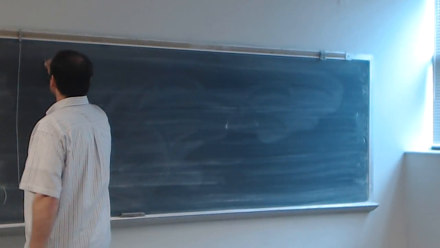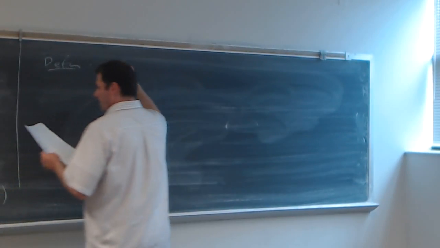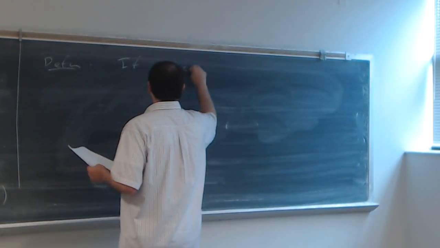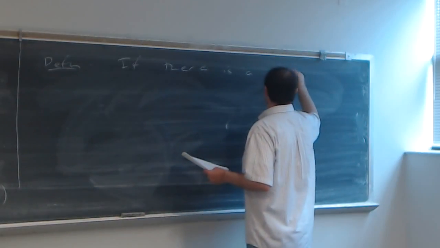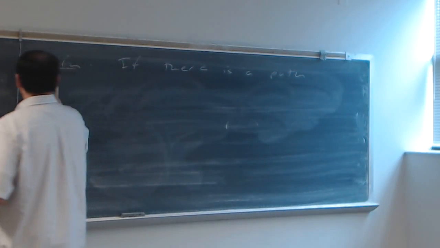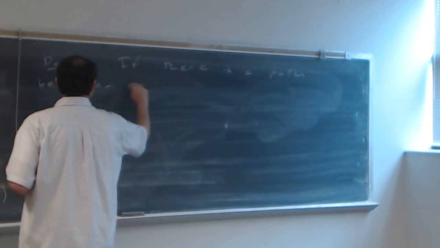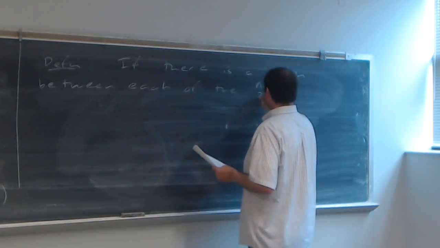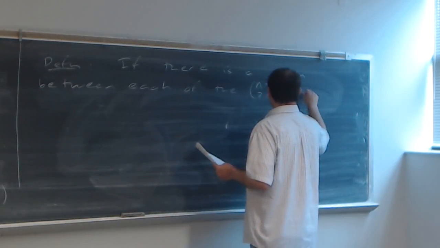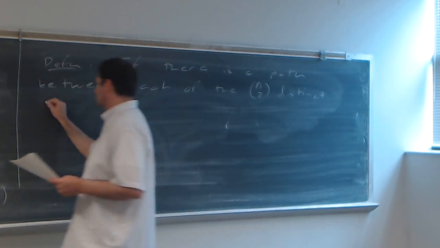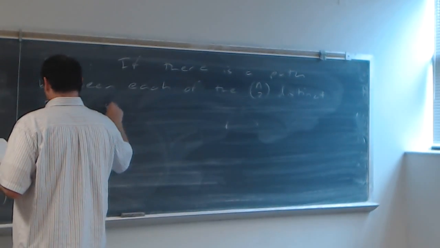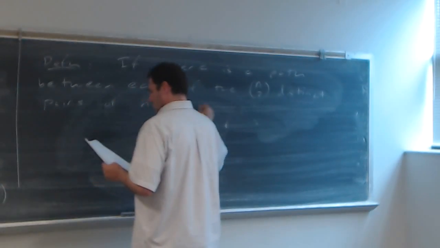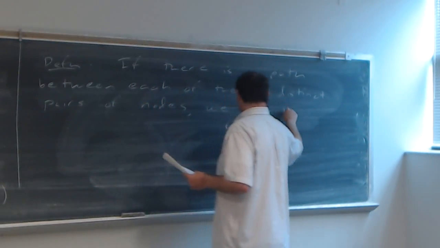We're next going to define what it means for a graph to be connected. If there is a path between each of the n choose 2 distinct pairs of nodes, we say that the graph is connected.